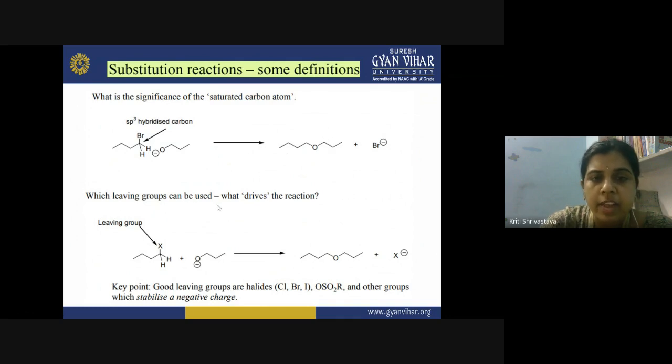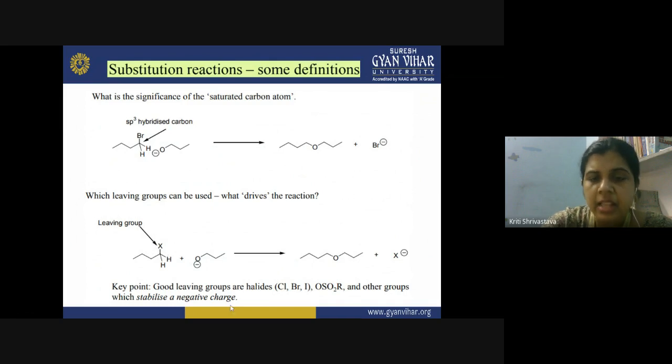Now, which leaving group can be used? What drives the reaction? This is the leaving group X, and it is leaving the molecule and forming the substituted ether. The group that is leaving the substrate by forming an ion, you call it a leaving group, and the molecule which is getting attached in its place is called the entering group or the attacking group. So what is the attacking group? It is the propoxide ion, and the leaving group is the X or any halide.